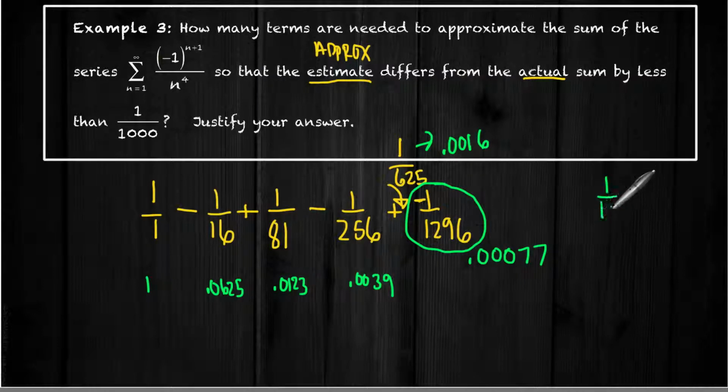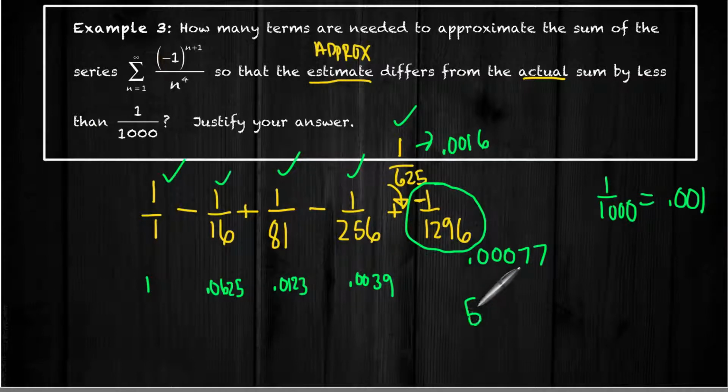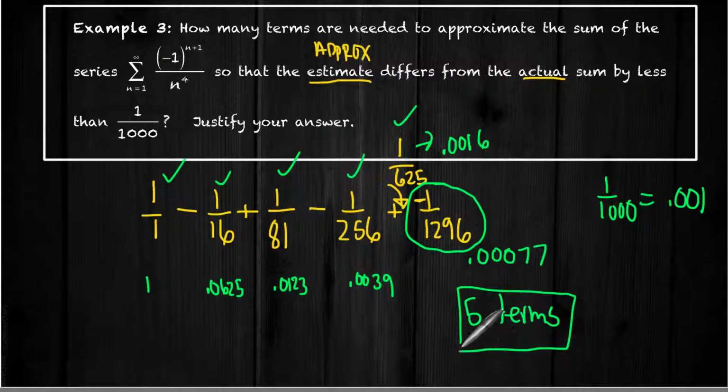And so if you notice that this term, 1 over 1296, is the first term that is less than 1 over 1,000. Well, let's just review. 1 over 1,000 is 0.001. And so this is the first term that is actually less than 0.001. So the approximation is going to be plus or minus 0.00077 if we use 1, 2, 3, 4, 5 terms. So the answer to this would be it takes 5 terms to get an approximation that is within 1 over 1,000 of the actual sum.